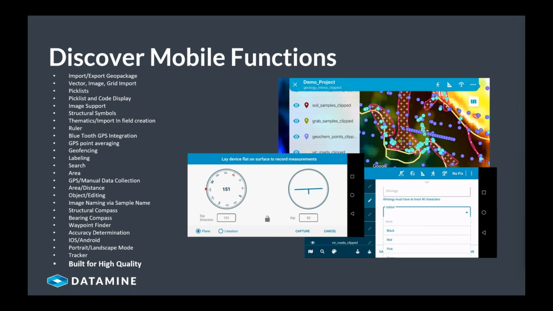It's got a ruler. Ruler's great. It's got distance and bearing. I use that all the time. If I go for a walk, I get the ruler out and look how far I've gone. Bluetooth GPS integration, on both Android and iOS. It's got GPS point averaging for greater accuracy. It's got geofencing. We get a lot of interest out of our bigger clients with this.